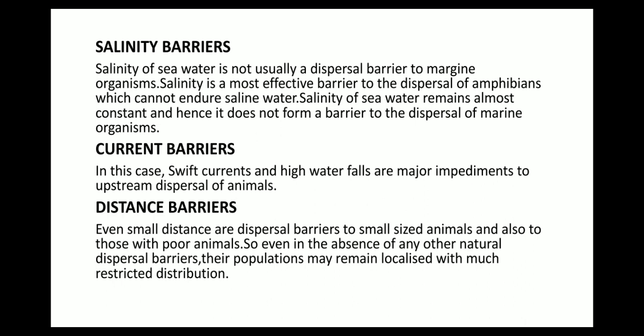Current barrier. Water currents are effective dispersal barriers in flowing water environments. In this case, swift currents and high waterfalls are major impediments to upstream dispersal of animals. Next, distance barrier. Even small distances are dispersal barriers to small-sized animals and also to those with poor locomotor powers. So, even in the absence of any other natural dispersal barriers, their population may remain isolated with much restricted distribution.